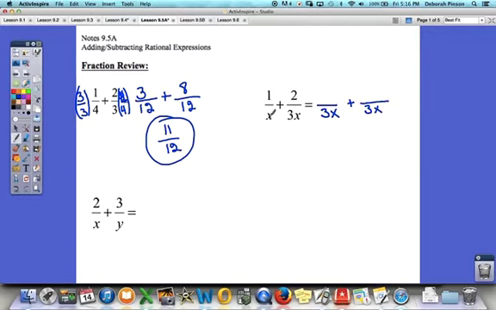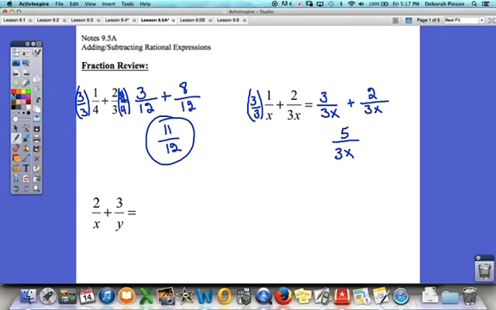Okay, so on the first one, I've already got the x, but I don't have the 3, so I'm going to multiply by 3. So on the top, I'll have 3. Here, I already have my common denominator, so I'm just going to bring the 2 over. So then I'll add the top, keep the common denominator just like I did over there. So I'll have 5 over 3x.